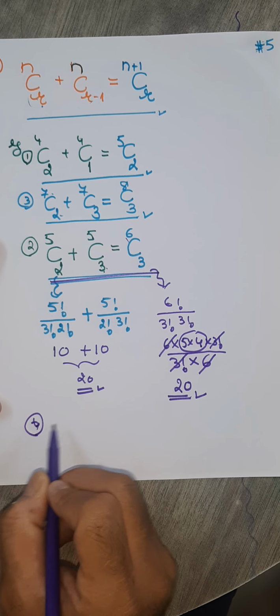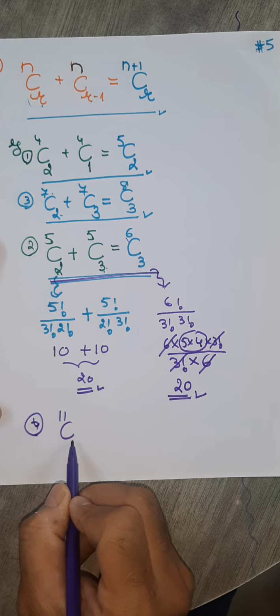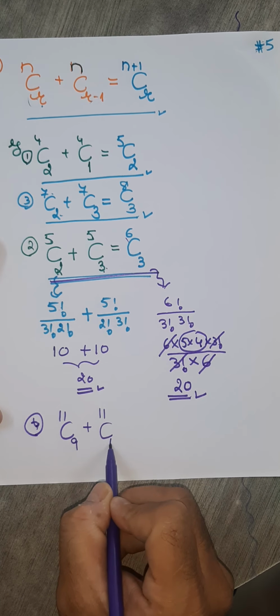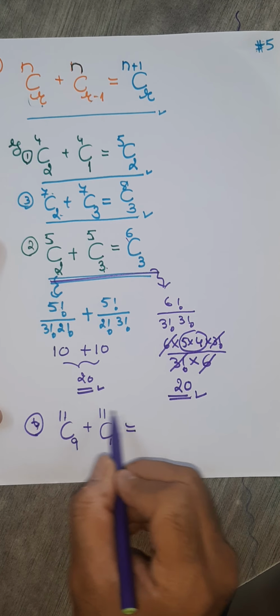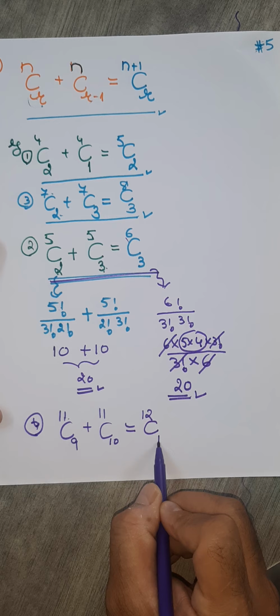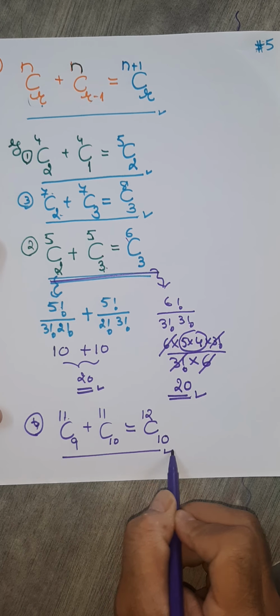If I write one more here, suppose I have 11C9 plus 11C10, then what's the answer to these two? Above number plus 1, add 1 in this and take the bigger number from these, which is 10. This is always true.